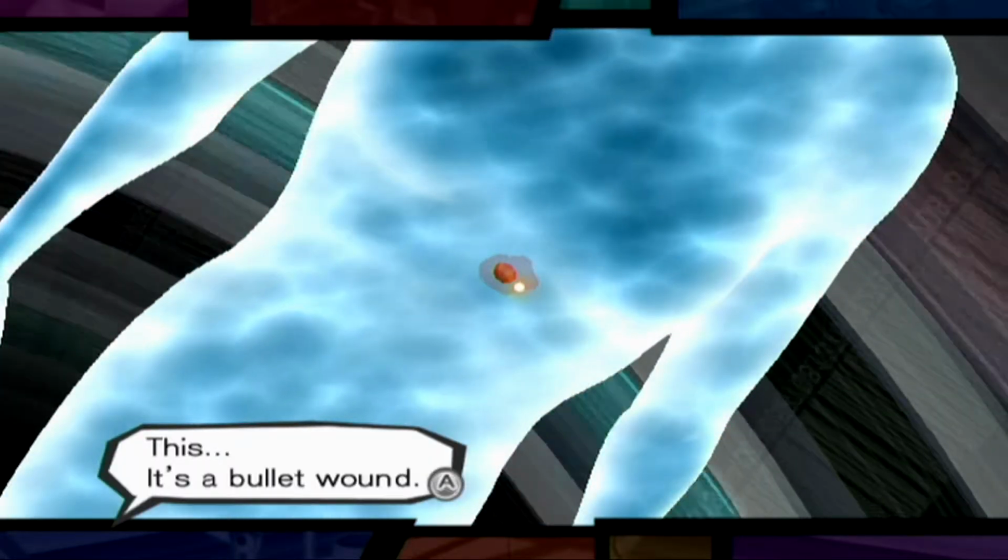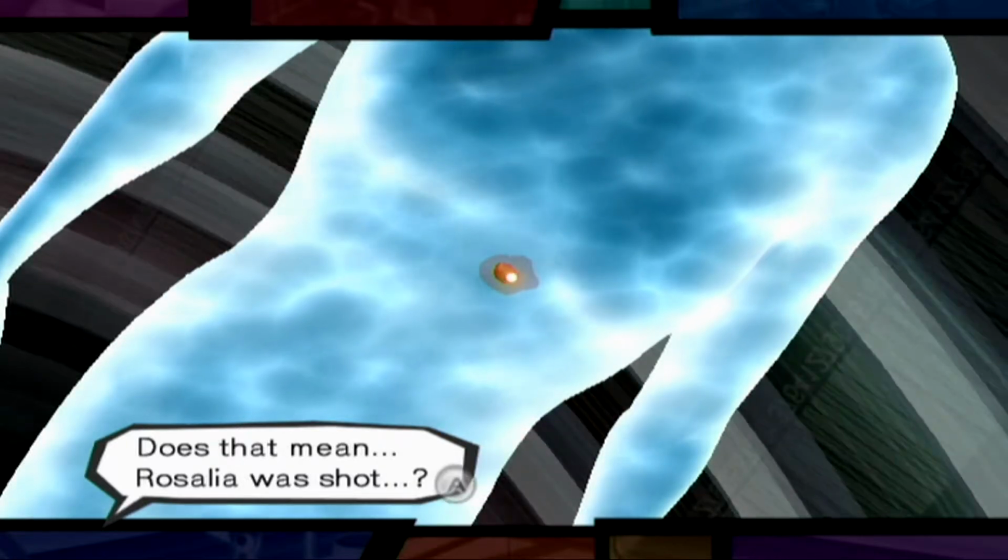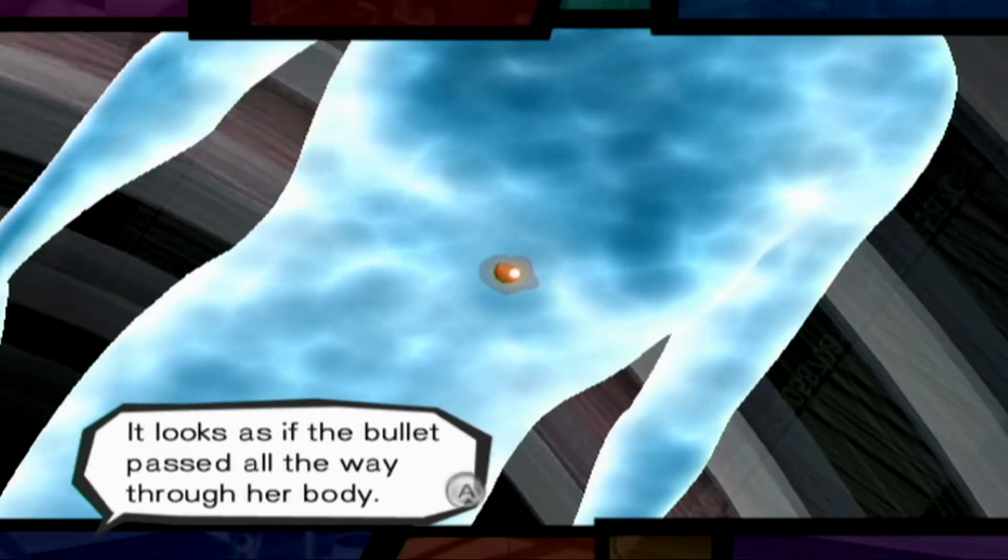This, it's a bullet wound. Does that mean Rosalia was shot? It looks as if the bullet passed all the way through her body.